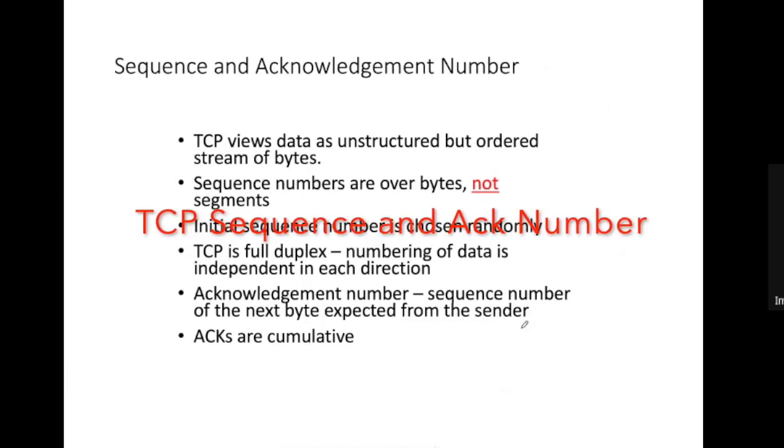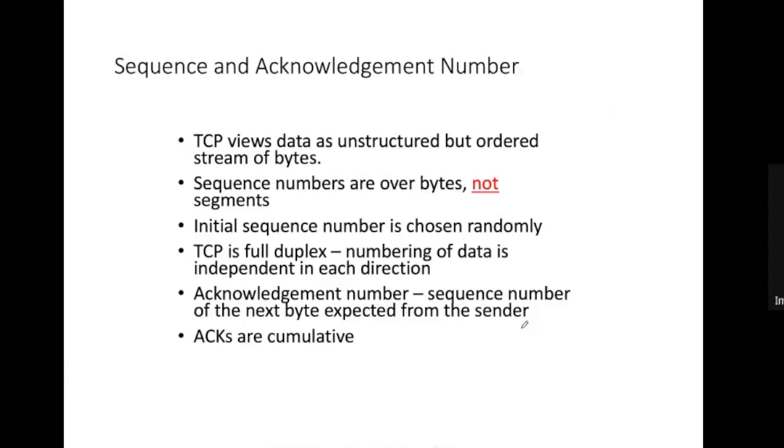Okay, so let us talk about sequence and acknowledgement numbers a little bit in detail, and let us try to understand it with the help of an example also. So as we discussed, TCP views data as an unstructured but ordered stream of bytes. It means machine A and machine B will first establish a connection, and then a sequence of bytes will be transferred from machine A to machine B.